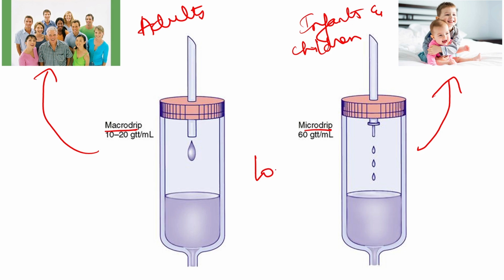Now, you people have to answer me how you will differentiate the macro drop set and micro drop set just by looking at the IV set. Which one is macro and which one is micro? What is the best method to find out? Let me know. I want to listen from you. Tell me.